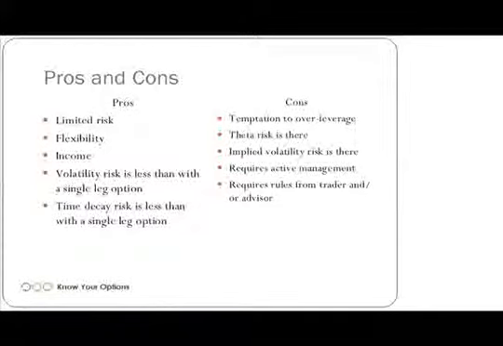Now, of course, let's go over some of the cons that exist. You have the temptation to over leverage. If I can make this much money with $325, then I can make even more money with $3,250. Beware of that. Time decay risk is there. You still have that long option that is working against you. Implied volatility risk is also there. Each option has its own specific implied volatility. So with that, you need to understand that implied volatility could go against you in either option, theoretically.